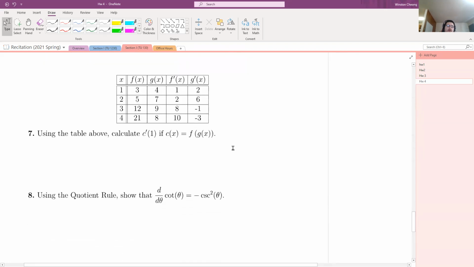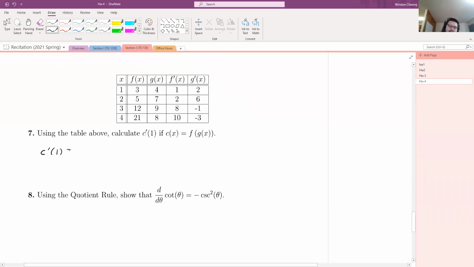Okay. All right, then the next problem. So C prime of 1. We want to calculate C prime of 1, given that C is this f of g of x. So this is just going to be a chain rule, and then we would evaluate at 1. To save time, I would immediately write down C prime of 1 instead of writing down C prime of x and then plugging in 1.